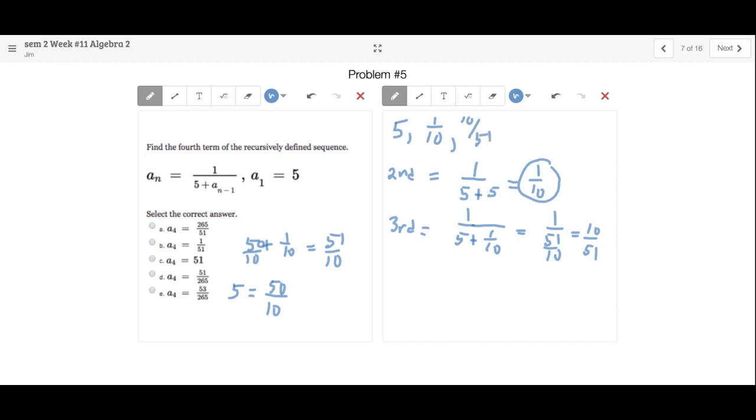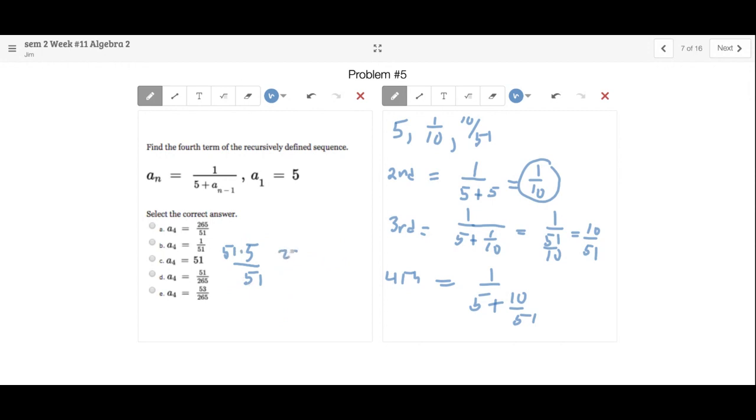Okay, I went really slow on that. Is that okay? So that's how I came up with 10/51. Now the next one, the fourth term, I'm going to take 1/5 plus the original one. So that's 10/51. Well, guess what? Now my denominator is 51. So I have to rewrite 5 with a 51 on the bottom. So that means I have to multiply the top by 51.